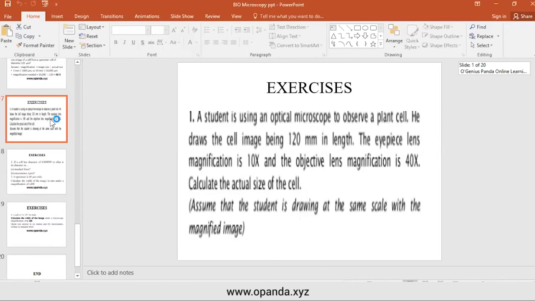Here we have the size of the image. We have the magnification. We are required to calculate the actual size.